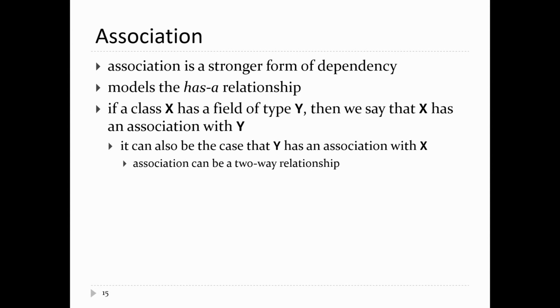So what does that mean? It means if your X class has a field of type Y, there's an association relationship. It can also be the case that Y has an association relationship with X. So association can be two-way, just like dependency.